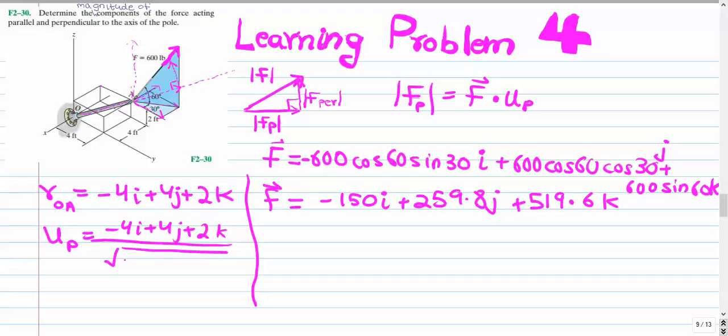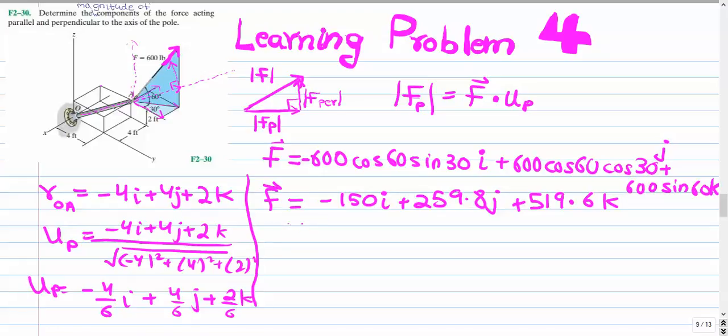Right? And we get negative 4 by 6i plus 4 by 6j plus 2 by 6k. So now we have our unit vector in direction of the pole as well. So we can move on to find the magnitude of the component parallel to the axis of the pole.